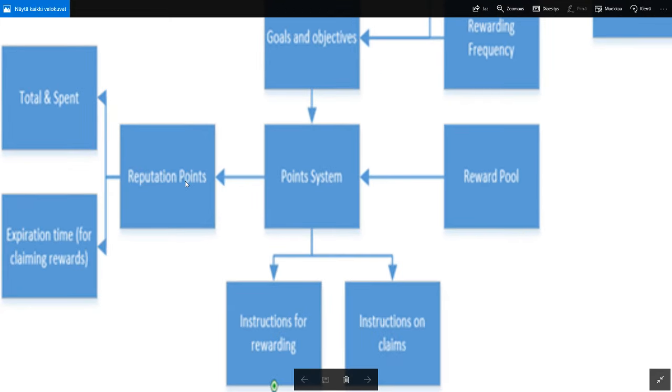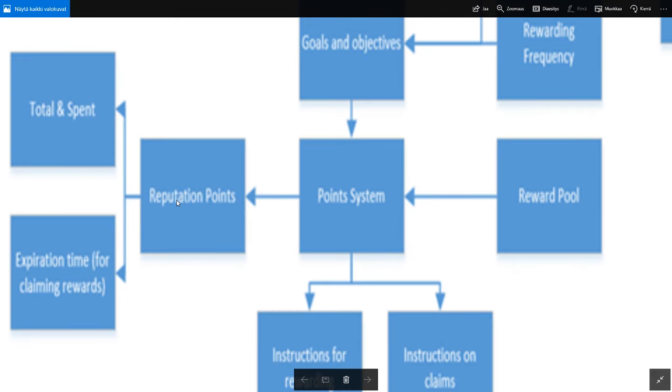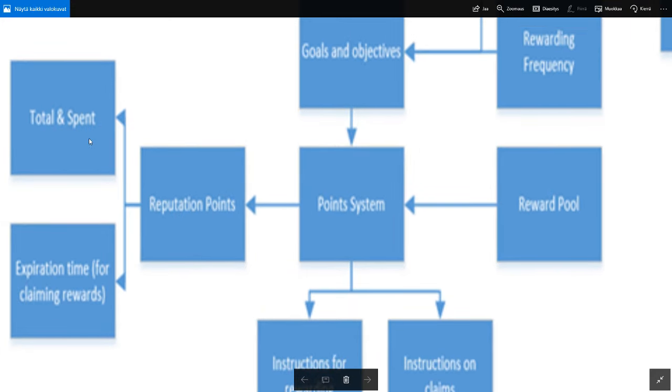And the heart of the whole point system are the reputation points themselves. The employees are in this system awarded with the reputation points by their managers, and they can accumulate these points, and then they can spend the points to claim rewards. And in order to facilitate this, the reputation points themselves need to be tracked.